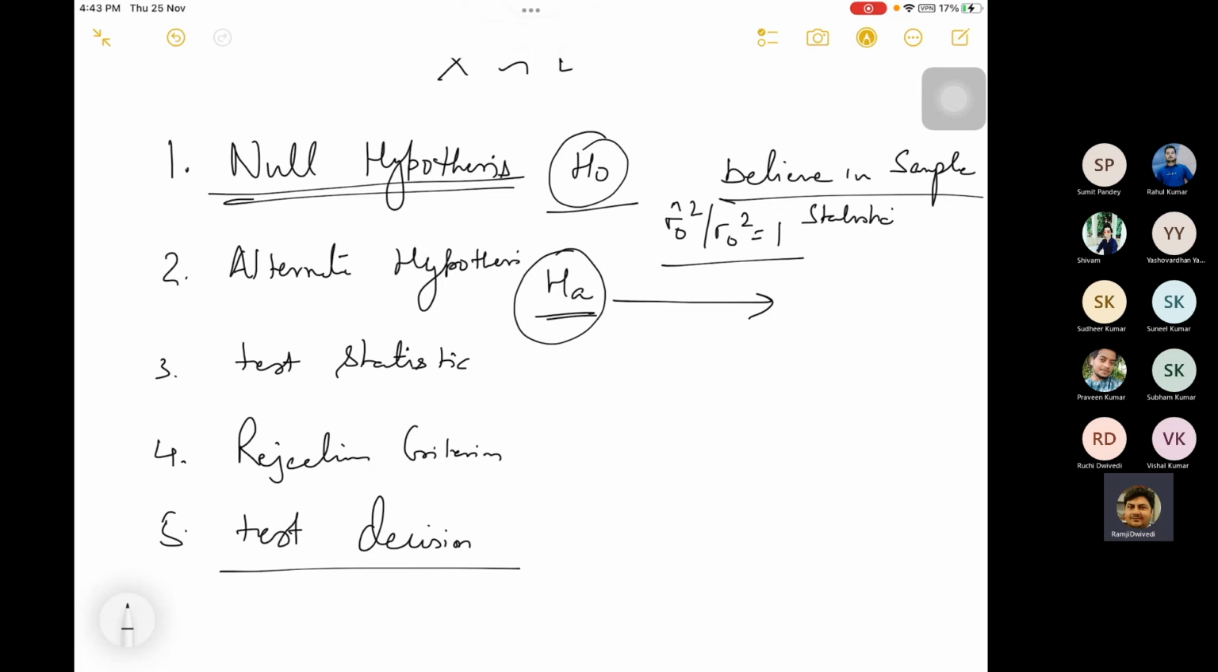The test statistics, the third one, is which statistic, based on the problem, we will be using: the T statistic, chi-square statistic, or any other statistics that are in the picture. The statistic is computed from the sample data and is the value used to determine whether the null hypothesis would be rejected.